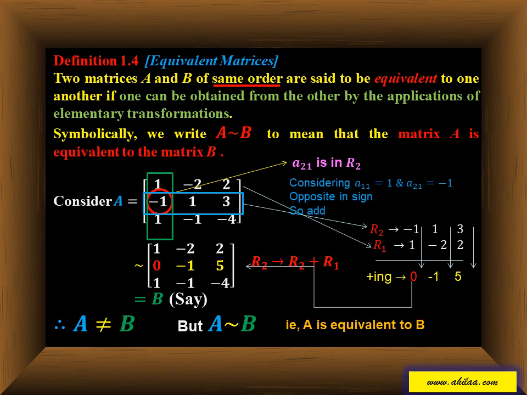So A is equivalent to B, because for equality, the matrices should be of the same order, as well as each and every corresponding element should be the same. Then only we can say two matrices are equal. Equivalent means by making elementary transformations, we are reducing some matrix to another matrix, so we can say those matrices are equivalent. Got it?